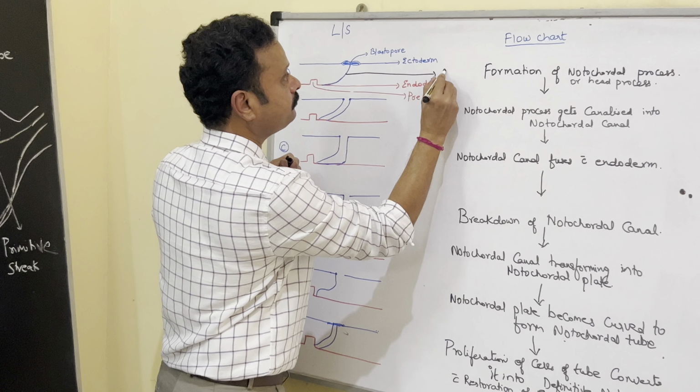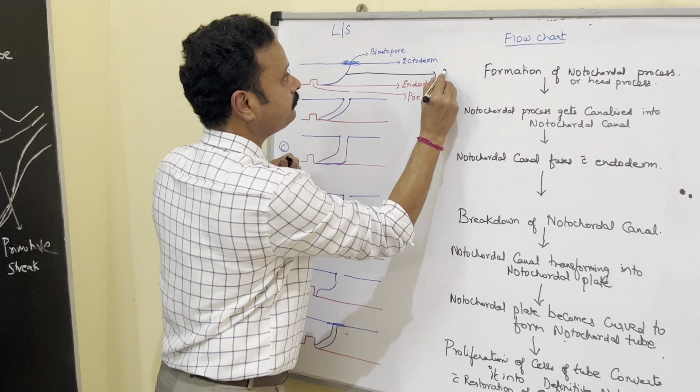What is the fate of notochord? This notochord is present in all animals belonging to the phylum Chordata. In humans, the remnants of the notochord persist as the nucleus pulposus of the intervertebral disc and the apical ligament of the dens.